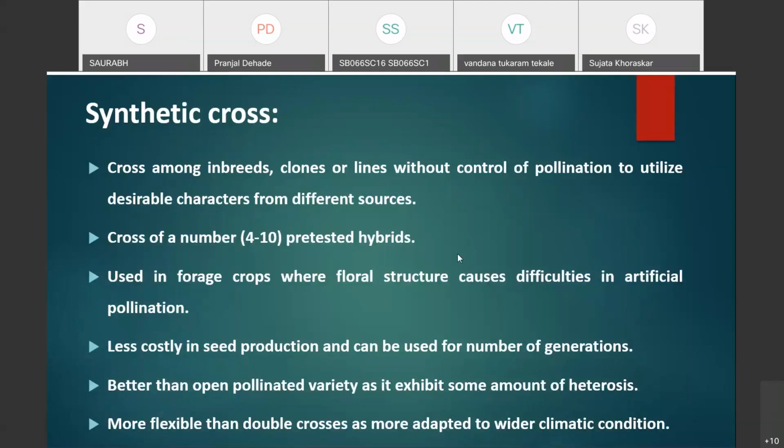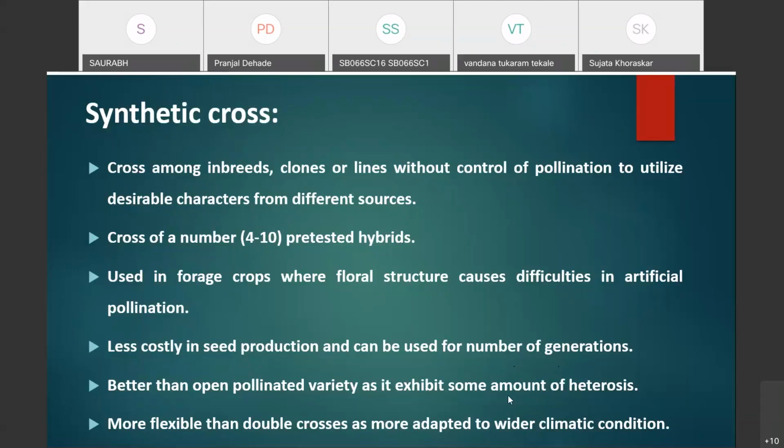Okay, the synthetic cross is nothing but the cross among inbreds, clones, or lines without control of pollination to utilize the desirable characters from different sources. Here you can see about 4 to 10 pre-tested inbreds are involved, or used as parents in this method. Okay, about 4 to 10 pre-tested inbreds are used as parents in the synthetic cross. That is all about the synthetic cross.